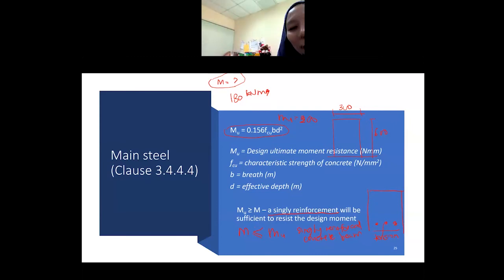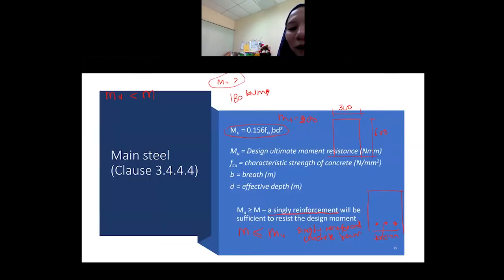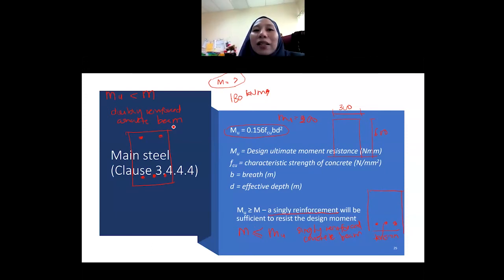However, kalau in any case mungkin you dapat MU is less than M, meaning that the moment that can be resisted by the beam cannot support moment produced by the load. Macam itulah. Kalau MU less than M, meaning, bila keadaan macam ni, you kena design dia as doubly tadi. Yang mana satu doubly, yang ni. Bawah ni tension bar, atas ni ada compression bar. So, this is doubly type.